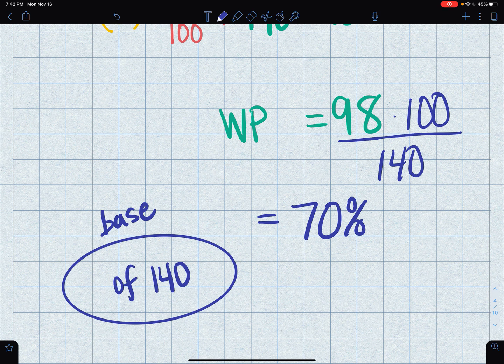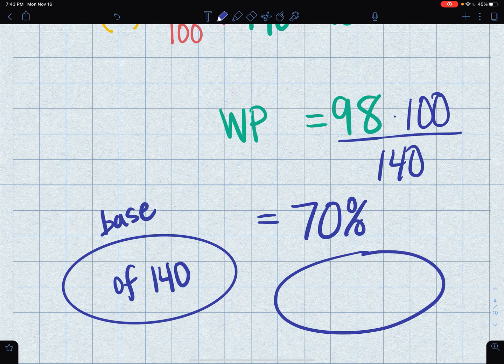Now, let's draw the second part, and I guess I'll draw it here, okay? So what you actually got is the bigger chunk, right, because you got the bigger chunk, so you got 98 correct, and you put it as 70%.